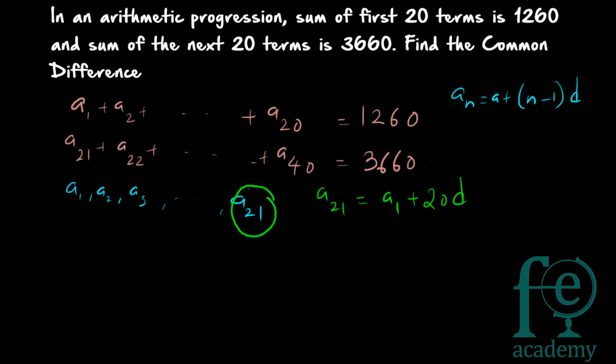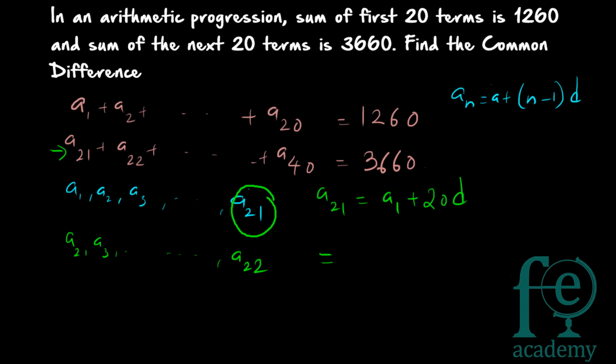Now consider another series like a2, a3, then up to a22. We have a2 as the first term of the series and a22 as the 21st term of the series. This we are just rewriting. We are trying to rewrite the second series a21 plus a22 plus up to a40 in terms of a1, a2, a3 up to a20. That is our aim. So if a1 up to a21 forms a series, a21 will be the 21st term and a1 is the first term. So a21 is equal to a1 plus 20d.